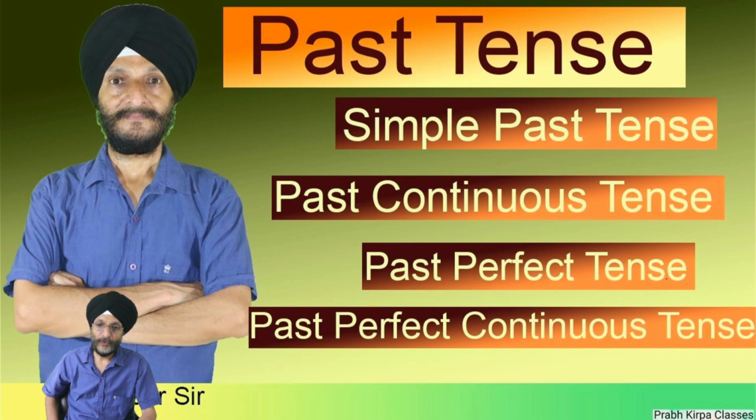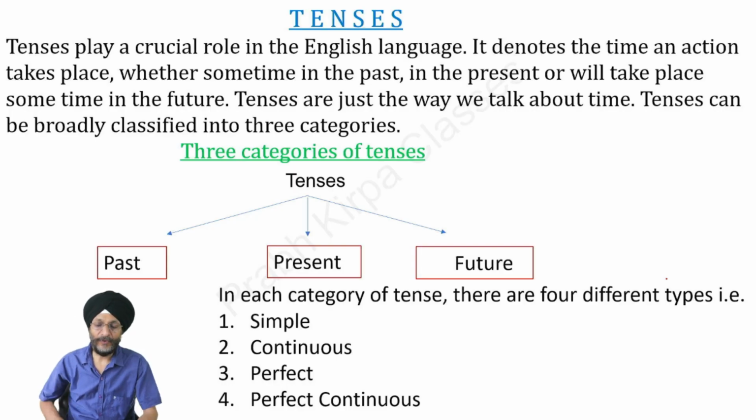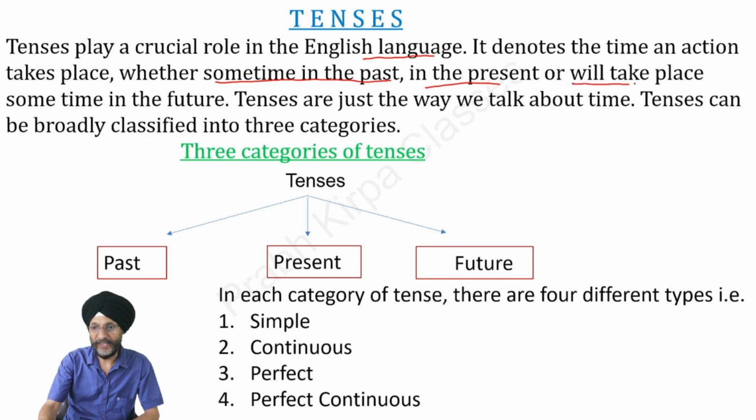In this video, we will discuss what is past tense and what are its various types. First of all, we will see what we mean by tenses. Tenses play a crucial role in the English language. They denote the time an action takes place, whether sometime in the past, in the present, or sometime in the future. Tenses are just the way we talk about time.